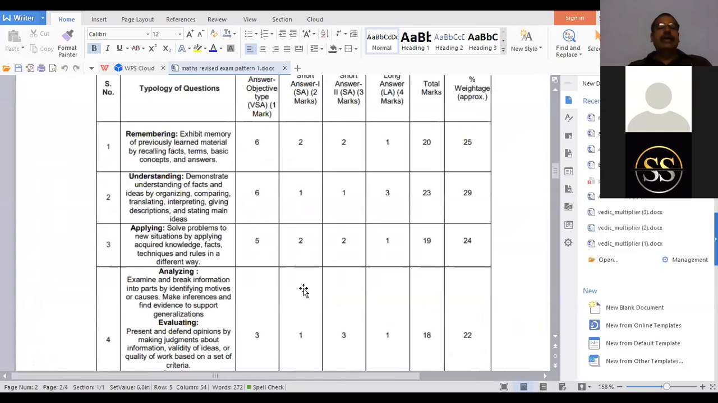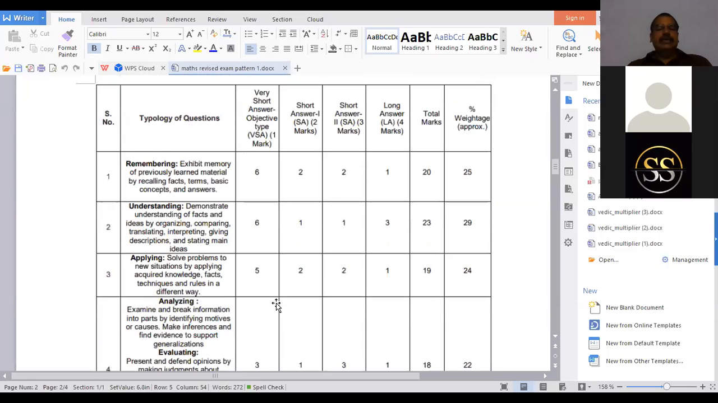First one, remembering part, 20 marks in total. Remembering means exhibiting memory, testing your memory of facts and basic concepts. On that basis, they give 20 marks. For understanding, which means interpretation, giving descriptions, and stating main ideas, 23 marks. Remembering 20 marks, understanding 23 marks, and applying, which means solving problems in new situations using acquired knowledge, these all will come to 19 marks.